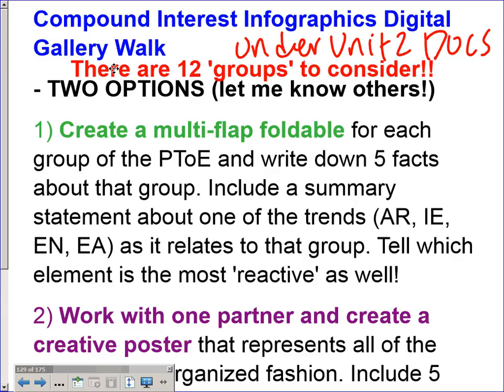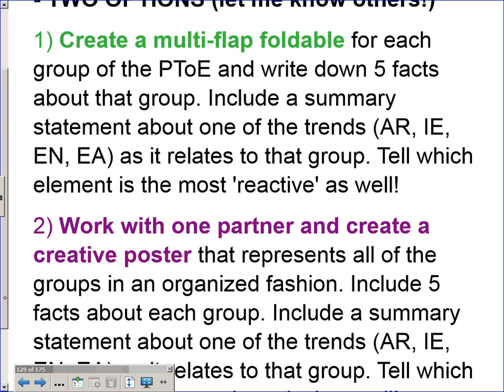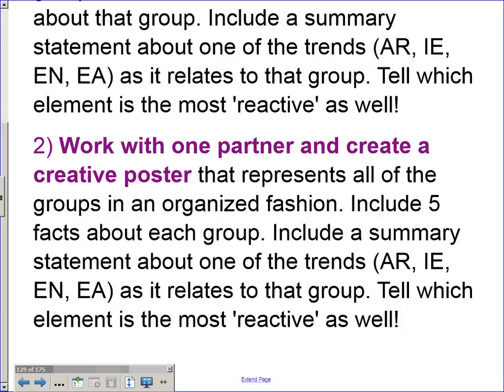There are 12 total, so groups 1 through 8, plus the transition metals and the inner transition metals, which are actinides and lanthanides. You can do it in 2 different ways, or if you have another way that you like better, then go for it, but you have to let me know first. You can make a multiple flat foldable that includes 5 characteristics about each group, or you can work with a partner and make a creative poster that has an easily laid out description of each of these groups along with their 5 characteristics. Your summary statement underneath this will be related to the trends. I'll let you read that there. It talks about most reactive as well, so it's pulling in some of that problem set 6 stuff to serve as a review. So, questions on this assignment right now?